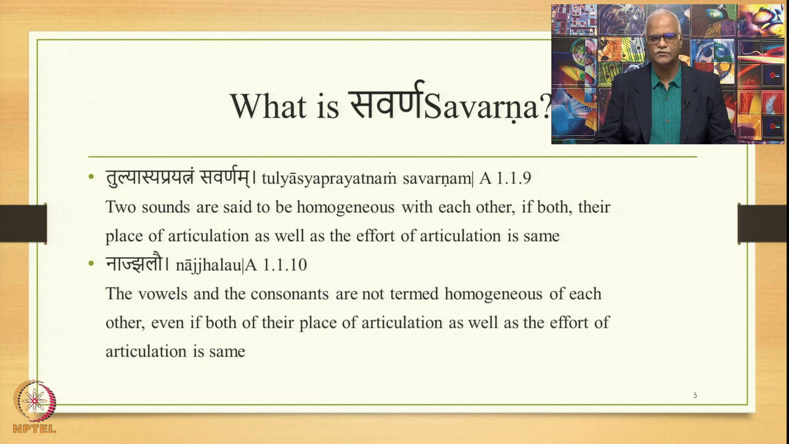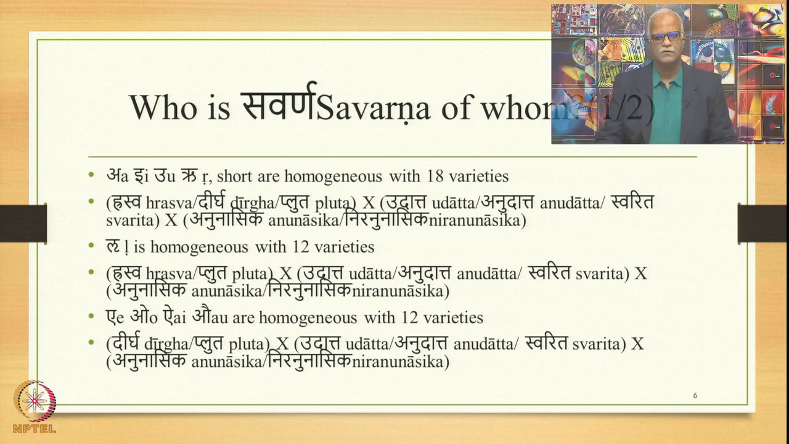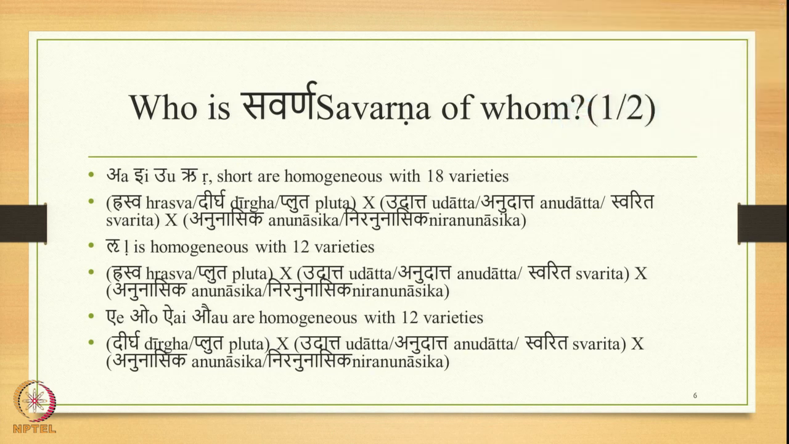And there is another sutra, Na jhalo, which adds to this definition, which says that the vowels and the consonants are not termed homogeneous of each other even if both their place of articulation as well as the effort of articulation is the same. This is how the term savarna gets defined by these two sutras. Now it is interesting to once again take a recap and note down which sounds are savarnas, which sounds are homogeneous with other sounds.